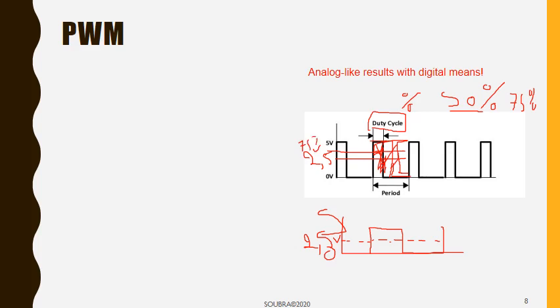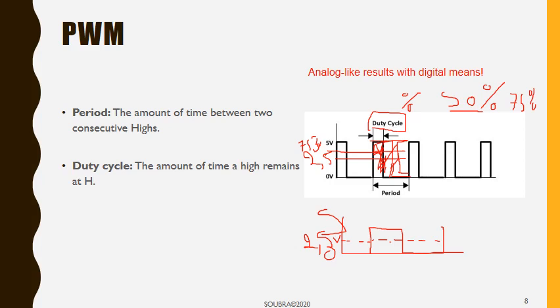Fair enough? And this is it. This is what you need to know about your PWM. So the period is the time between the different highs, the rising edges, and the duty cycle, right? So this is the high, the logical one. It is a percentage.